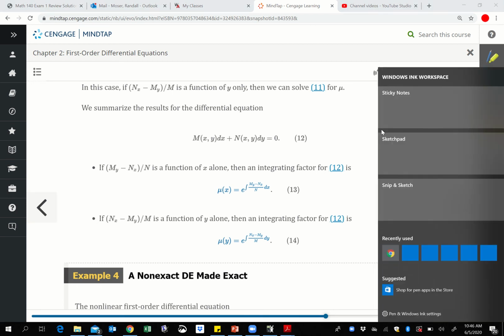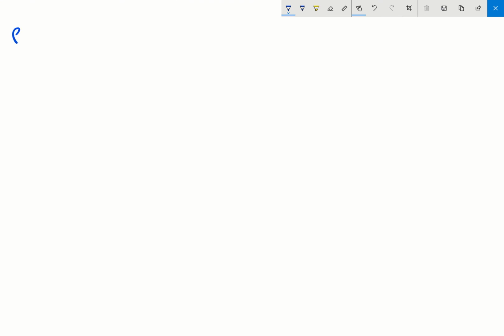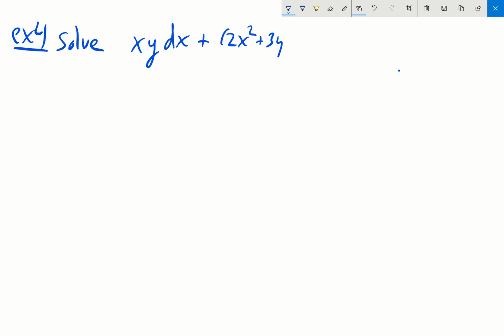Let's do one of these together. So this is example 4 in the text. Let's try to solve xy dx plus 2x squared plus 3y squared minus 20 dy, and let's suppose that this is equal to 0.